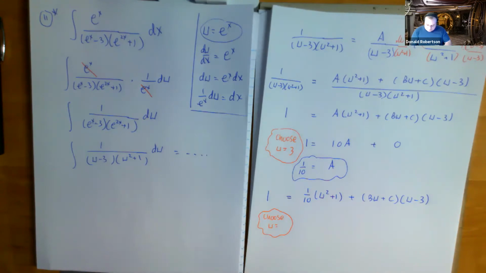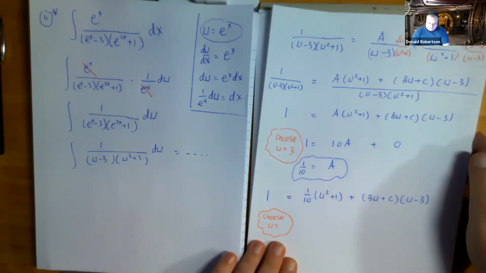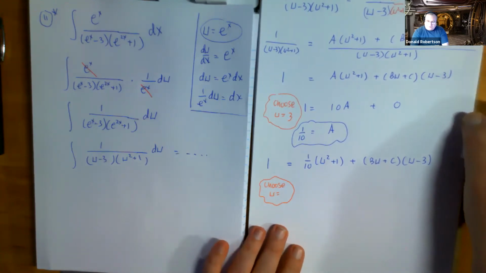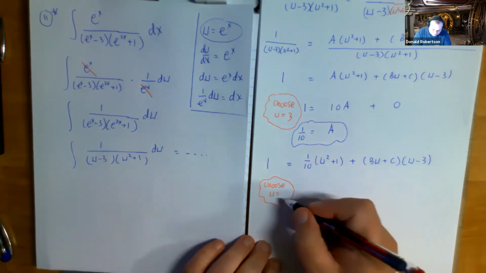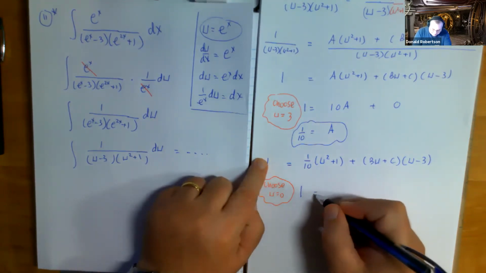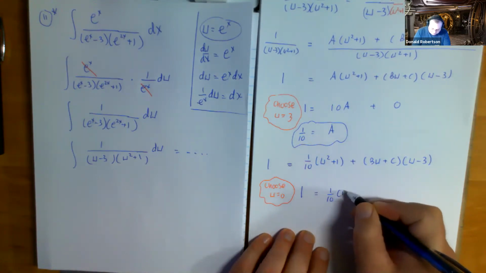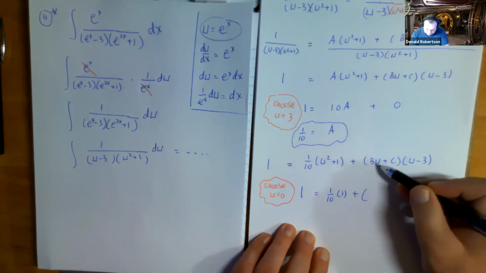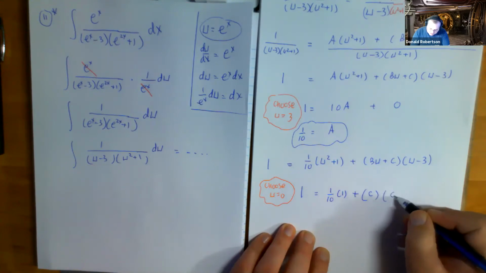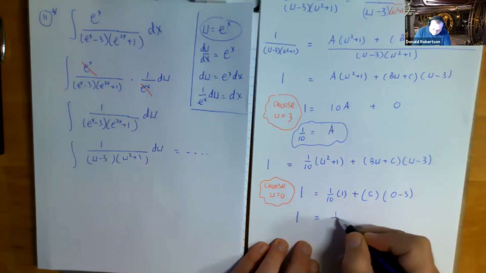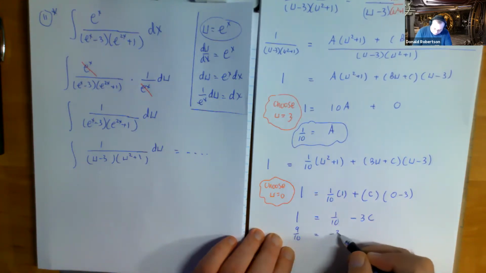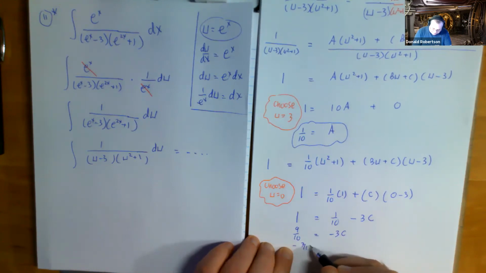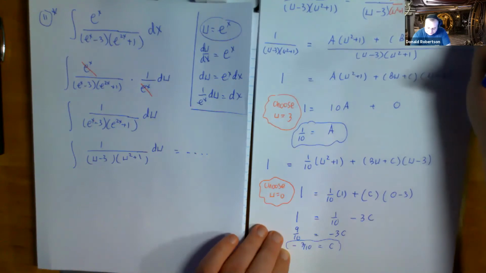Now it gets a little bit harder, but there's only one value of u that is going to help us this time. What value of u kills off one of the letters? 0 is the value of u that does that. So what does that get me? It gets me 1 equals 1/10 times u squared plus 1, which is just 1, plus, u makes that go away, so you're just going to have C. And 0 there gives you minus 3, so I have 1 equals 1/10 subtract 3C. Subtract 1/10 from both sides. And I now know that C is -3/10.